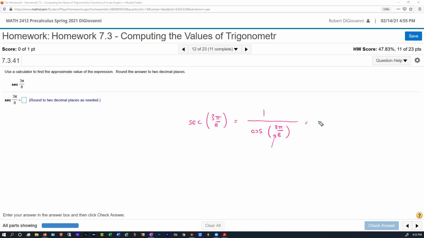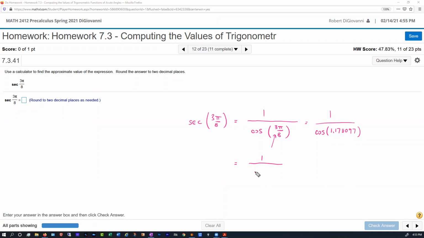So this is going to come out to be 1 over cosine of, let's see. Oh, I forgot to divide by 8. Divide by 8. Oh, wait, I did divide by 8. Sorry. Hold on, let me try that again. 3 pi, divided by 8, and I get 1.178097. That's what I get there. So now I'm going to do cosine of that number on my calculator.